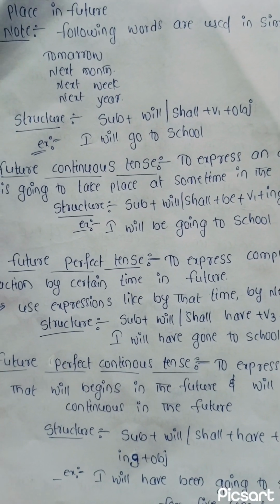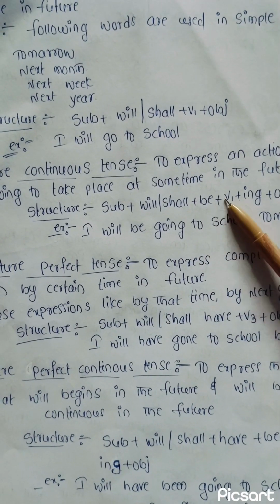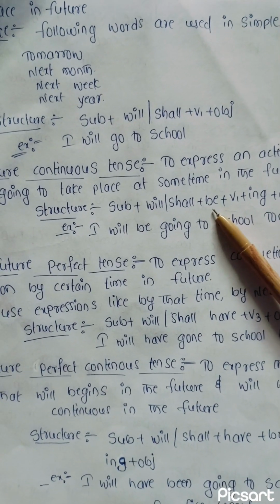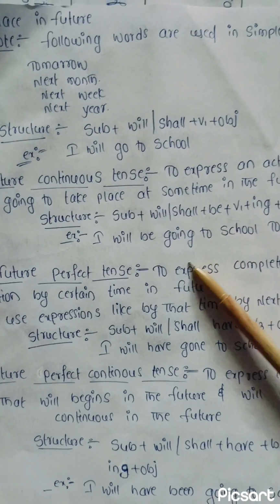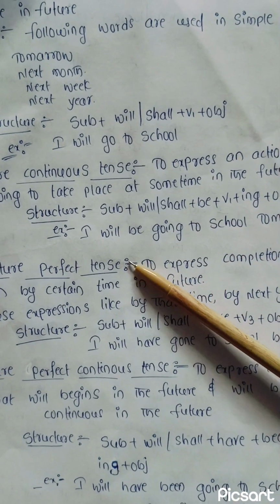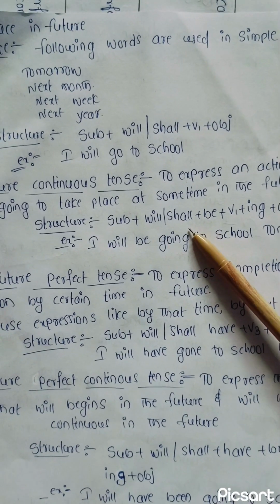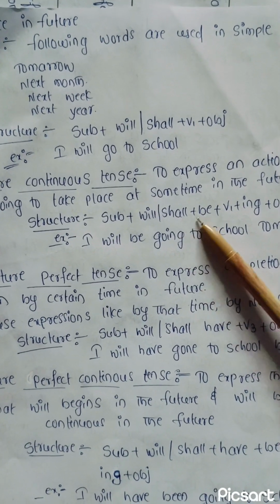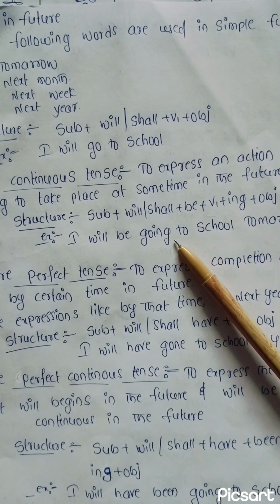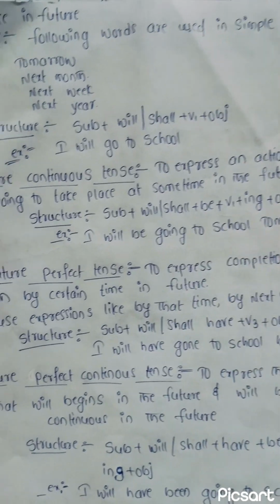Structure for this tense is subject plus will or shall plus be plus V1 plus ing plus object. We have to add be after will or shall. For example, I will be going to school tomorrow. What is the subject here? I. Then we have to write will. Then after that be, because it is a future continuous tense, so that we have to use be. Then V1, go, and we have to add ing to the verb, that will become going to school tomorrow.